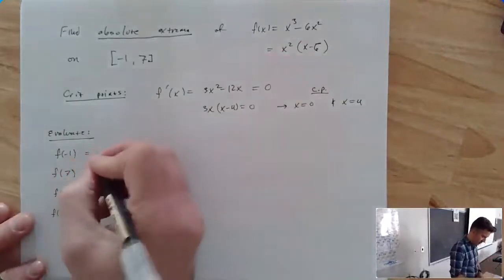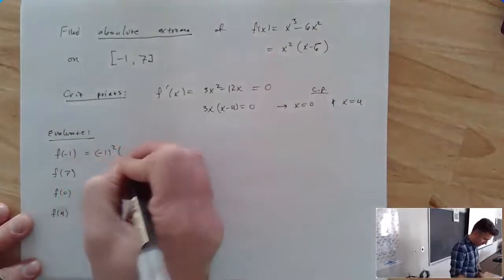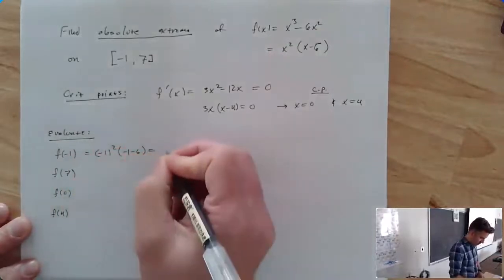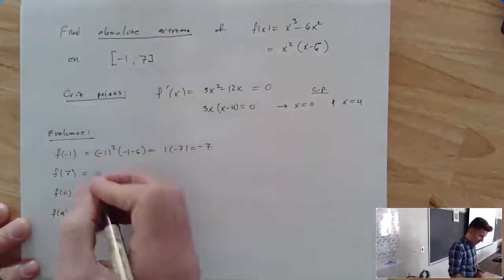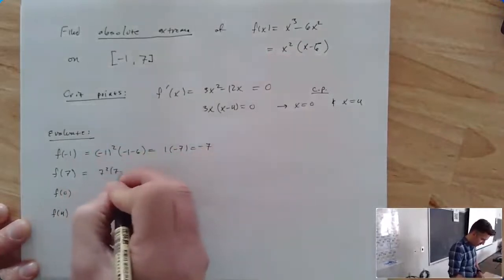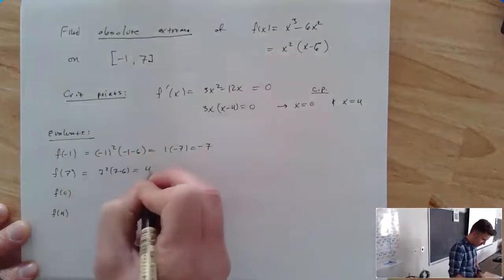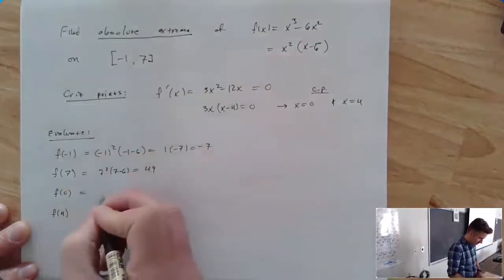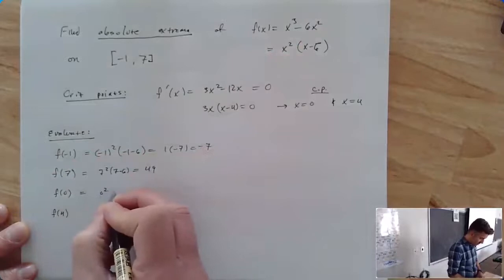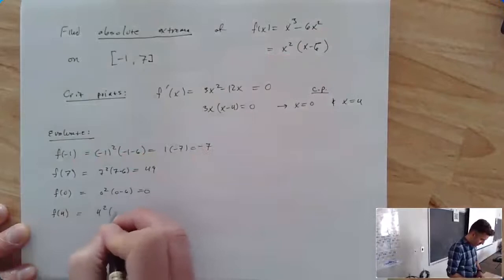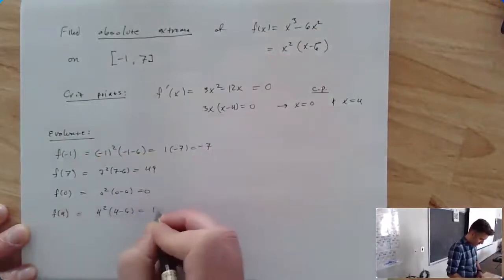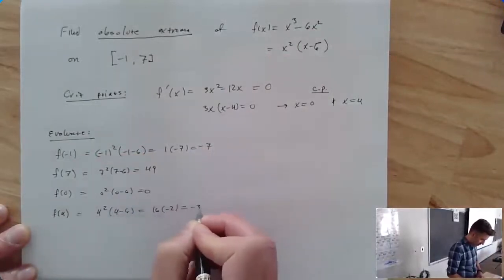So f of -1 is going to be -1 squared times -1 minus 6, which is 1 times -7, which is -7. F of 7 is going to be 7 squared times 7 minus 6, which is just 49 times 1. F of 0 is 0 squared times anything, which is going to be 0. And f of 4 is going to be 4 squared times 4 minus 6, which is 16 times -2, which is -32.